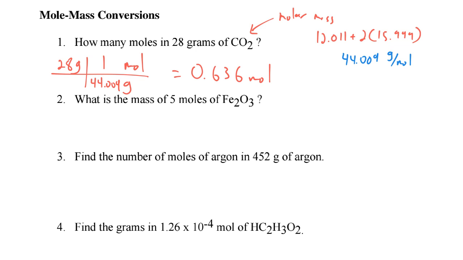All right, mass of 5 moles. So now we're going the other direction. Again, we got to find the molar mass here. So 2 times the atomic mass of iron, which is 55.845, and then plus 3 times the atomic mass of oxygen, 15.999.